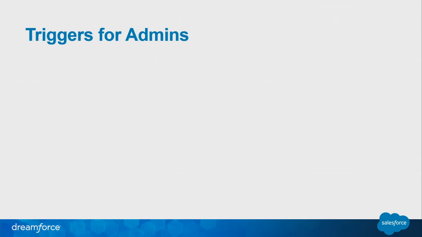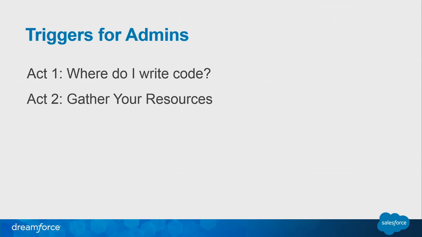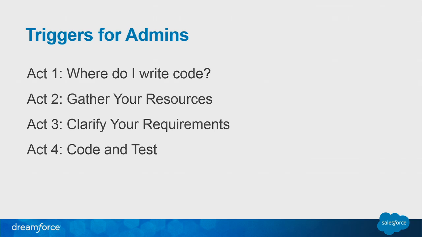So our play is in 5 acts. Act 1, set up your environment, or where do I write code? Act 2, gather your resources, get some help. Act 3, clarify your requirements. What am I doing again? Act 4, code and test. Act 5, finalize and launch.